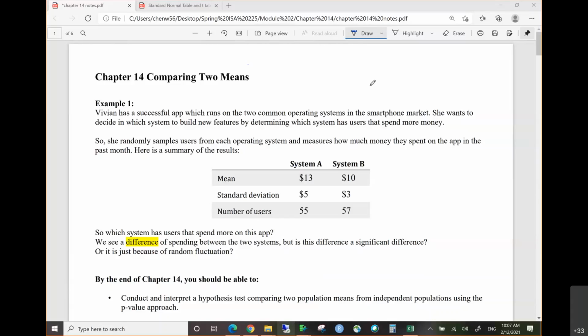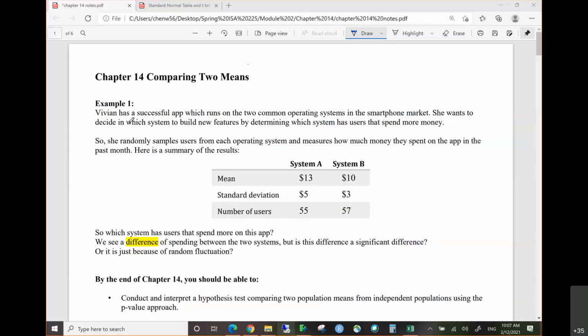Think about the whole process. If we have one population, then we randomly select one sample from that population and then get the hypothesis test and the confidence interval. But now I have two populations, so of course I should select one sample from each population so that I have two samples. Okay, so now let's look at this example.